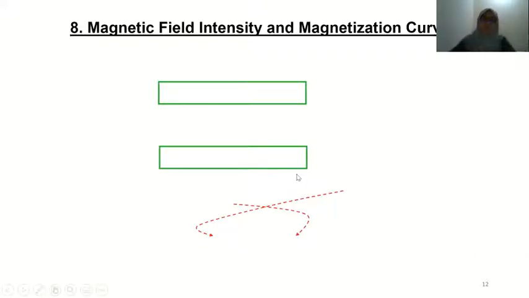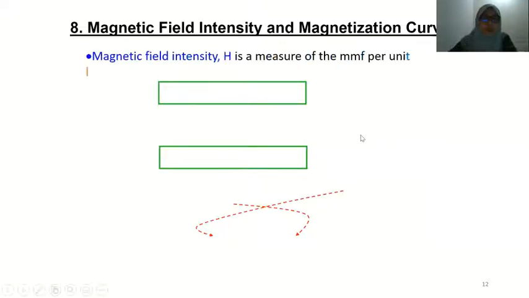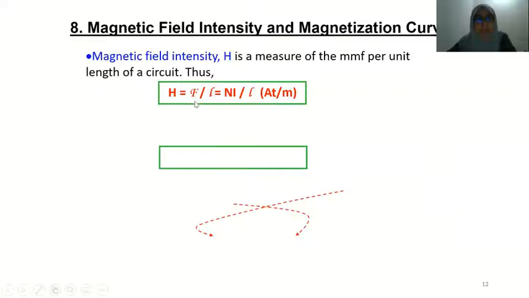Now, for the magnetic field intensity and magnetization curves. Magnetic field intensity, also represented by H, is a measure of the MMF per unit length. So the H here is the F, the MMF, divided by the length. Because we know the F is equal to N times I, H is NI divided by L. The unit is ampere turns per meter, and it is also known as the magnetizing force.